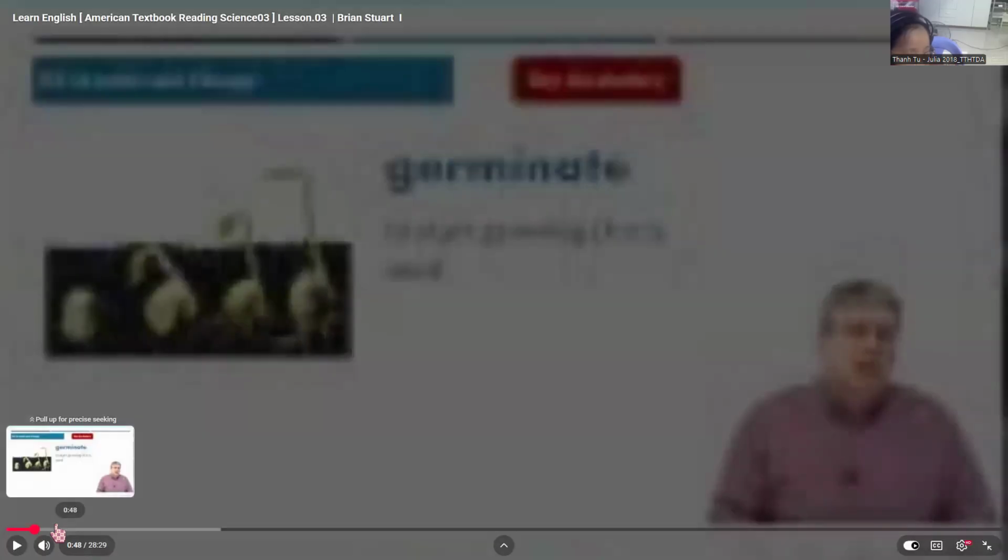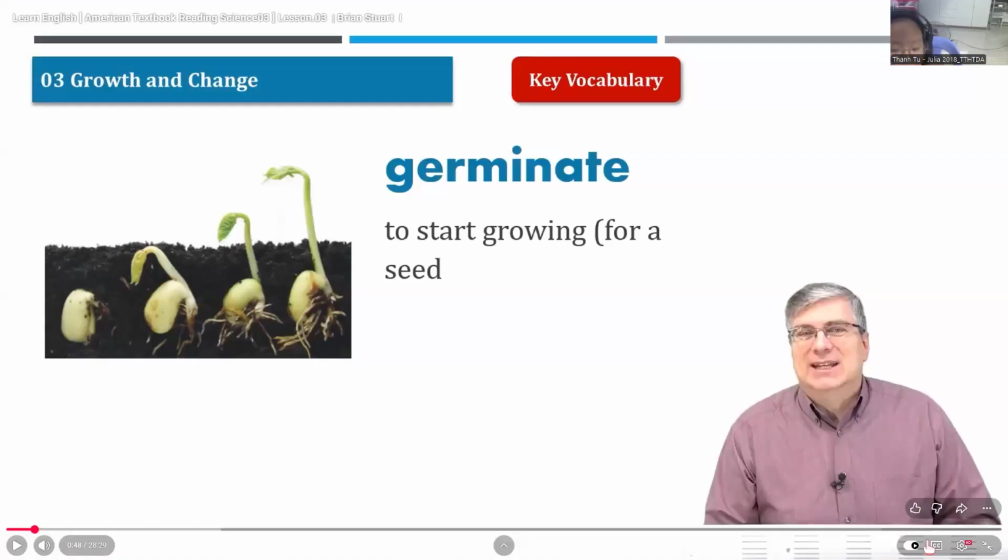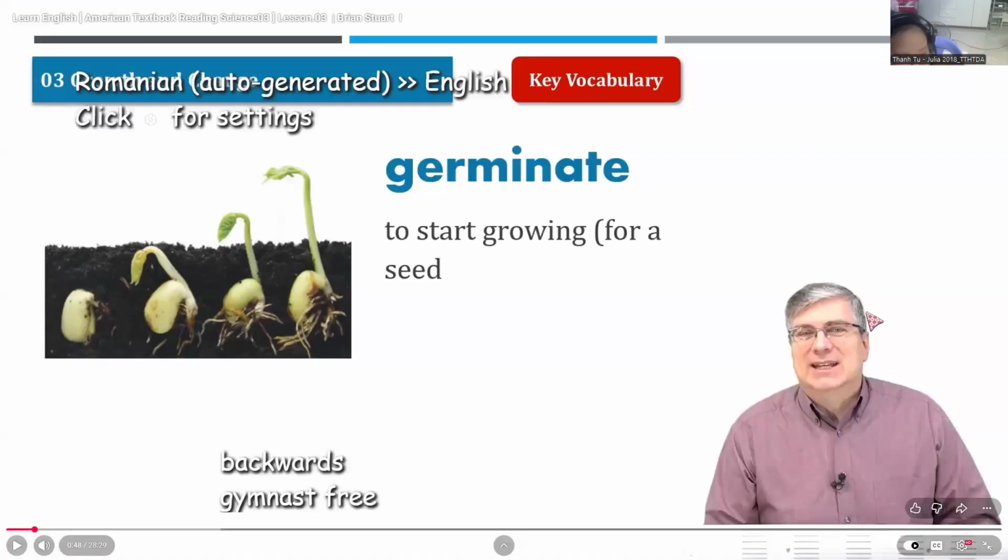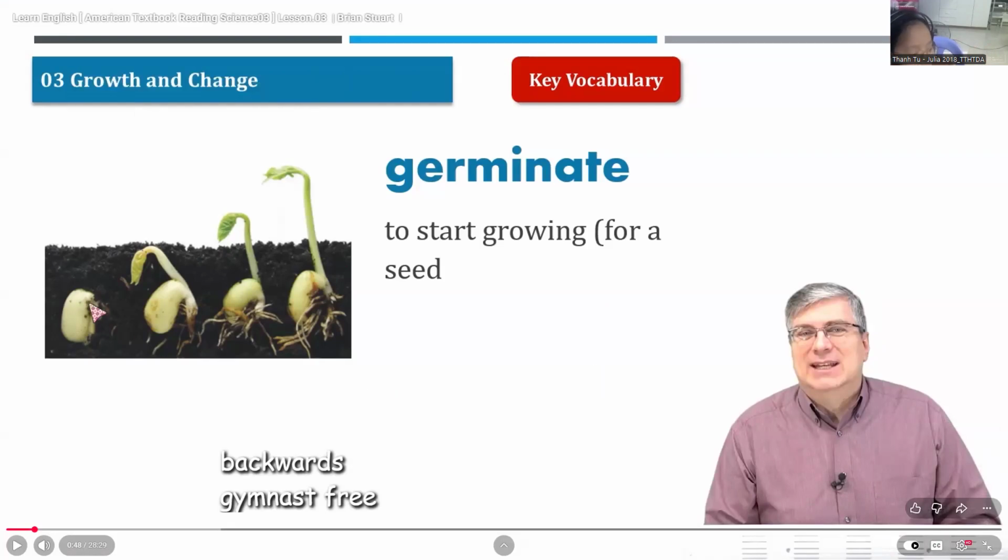So our first word will be germinate. What does germinate mean? Germinate means to start growing from a seed. It starts growing naturally, from nothing to a small plant with roots, and then with some more roots, and into a tall plant with lots of roots.